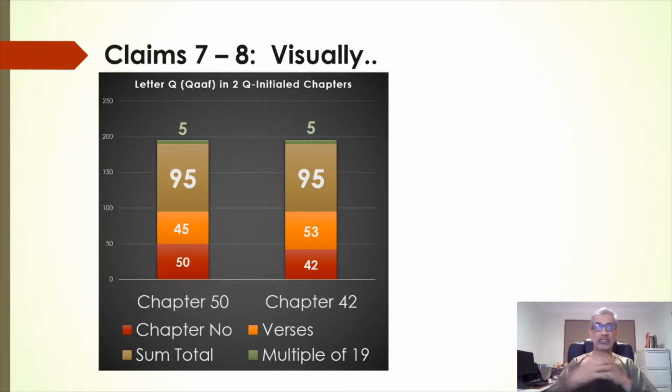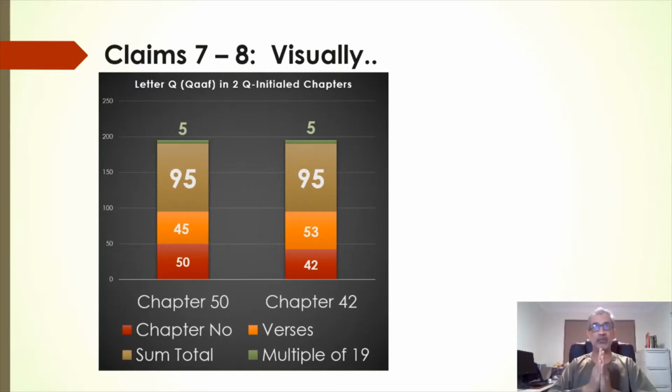Now 19 itself is this wonderful number that the whole series is based on. Similarly, chapter 42, the claim is it has 53 verses, and if you add the chapter number with its number of verses, you end up with the number 95. Again, this is a mirror pattern.